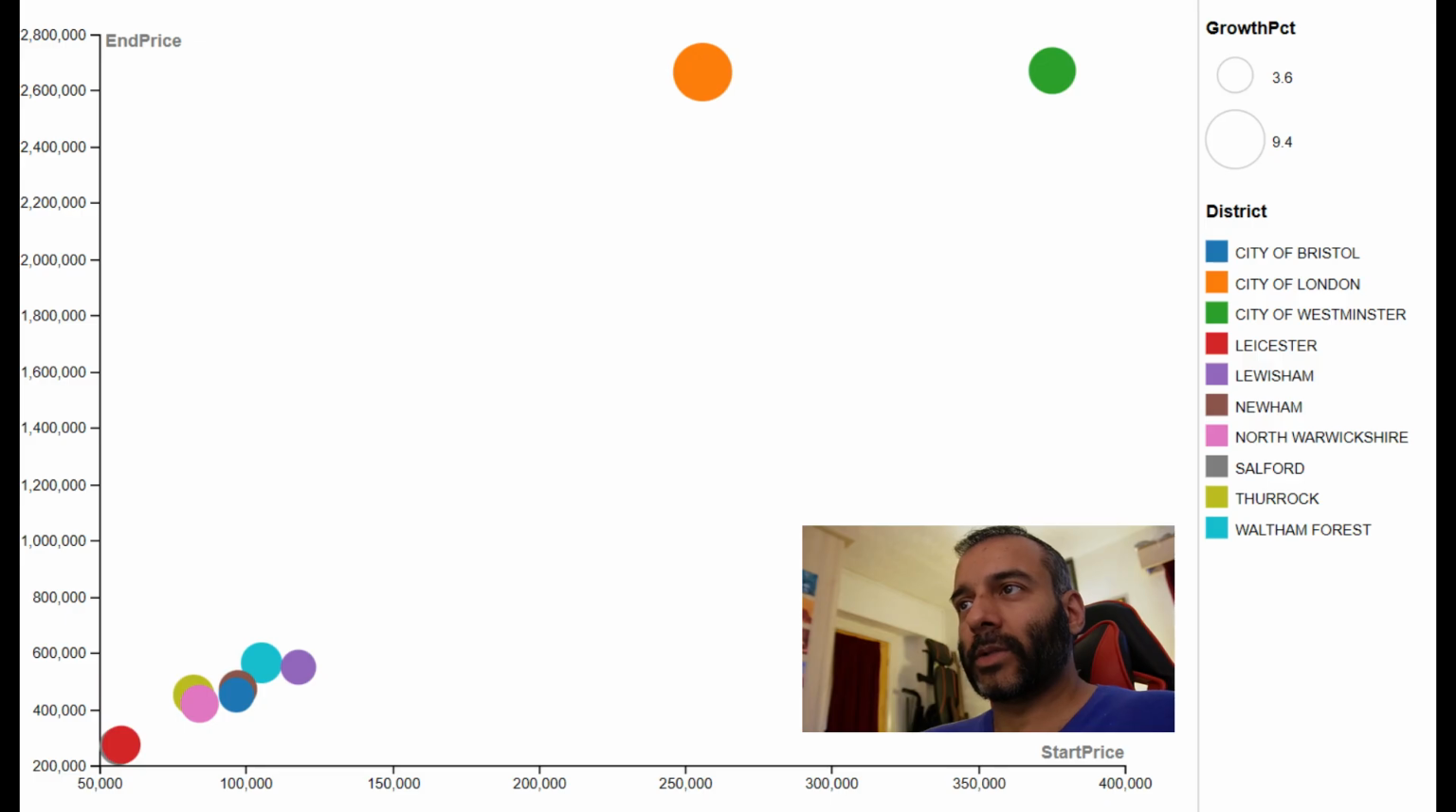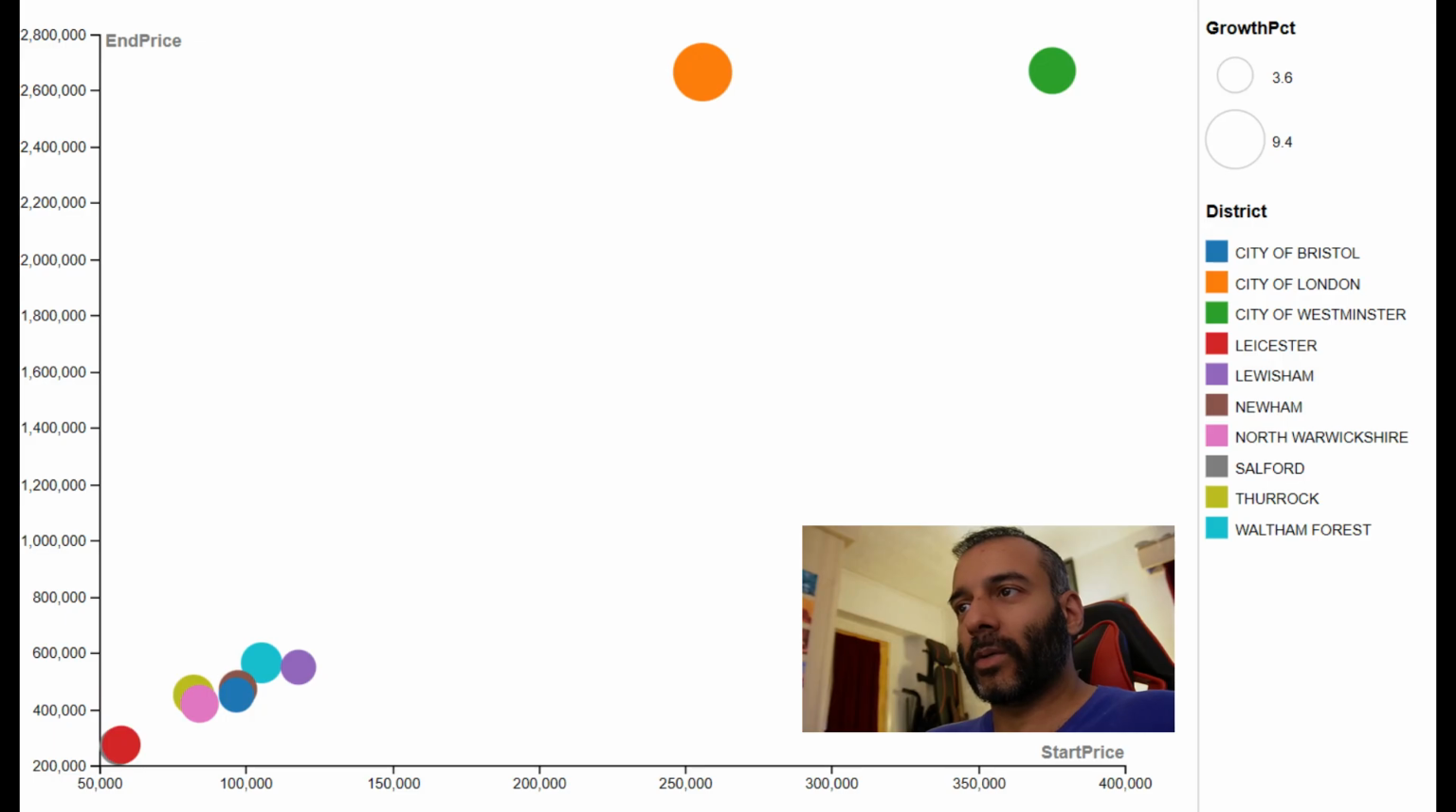And that's where things get really interesting, because it suggests that growth isn't just about starting high, it's about momentum. Some areas build that momentum and keep pushing upwards, while others grow more slowly. Also, you can see how spread out these bubbles are. Even within the top performing districts, there's a big difference in both starting and final price. That spread tells us that the UK housing market is far from uniform. Different areas are moving at different speeds.